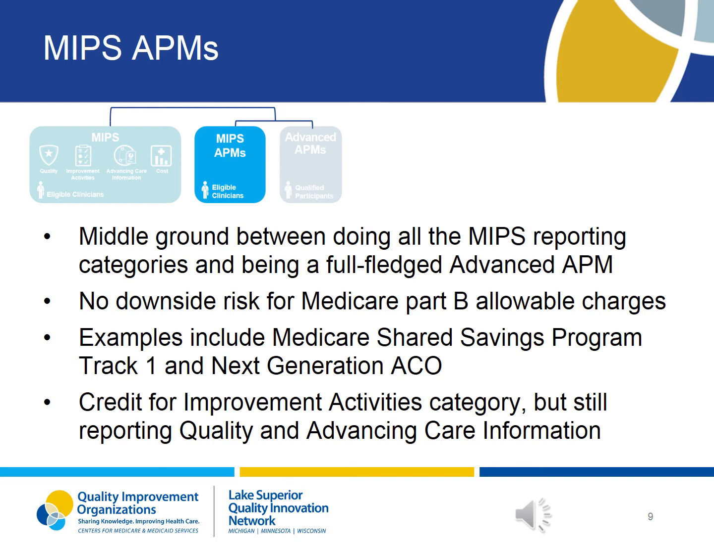Examples include, but are not limited to, the Medicare Shared Savings Program Track 1 or the Next Generation Accountable Care Organization model. A benefit of MIPS APM participation is not needing to report on the new improvement activities category. However, quality and advancing care information reporting still must be submitted. MIPS APMs and advanced APMs, to be discussed on the next slide, have unique scoring considerations and methods of reporting. Remember, CMS's goal for QPP is to help participants graduate from the basic MIPS reporting path to an advanced APM model.